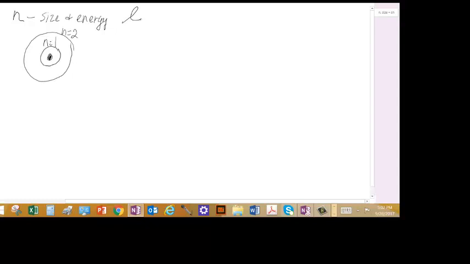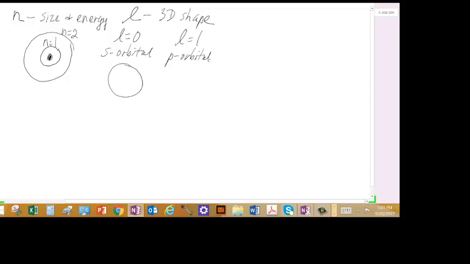So the next type of quantum number is denoted with the symbol L, and this is called the angular momentum quantum number. This defines the three-dimensional shape of the orbital. So for example, L equals 0 indicates that you have an s orbital, which is a sphere. L equals 1 indicates that you have a p orbital, which is a little more complicated.